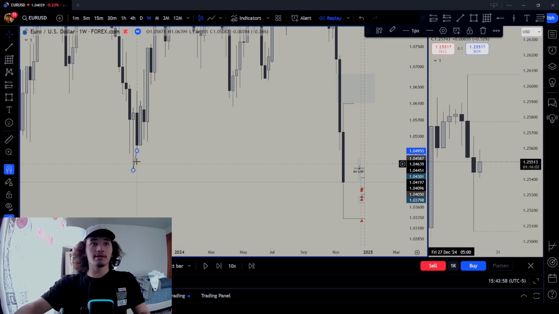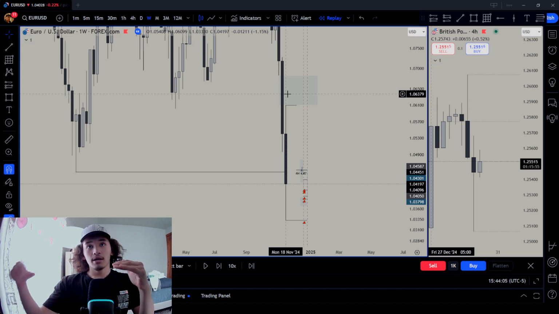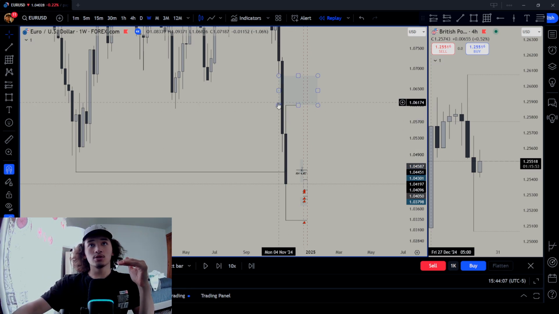On the long term, your drawn liquidity is overall bullish, all the way over here. So the long term, your drawn liquidity is going from external to internal, right?